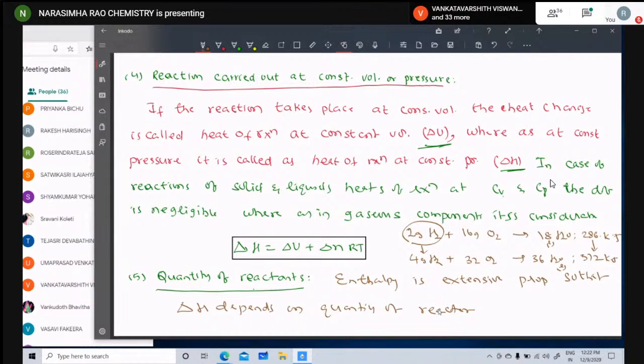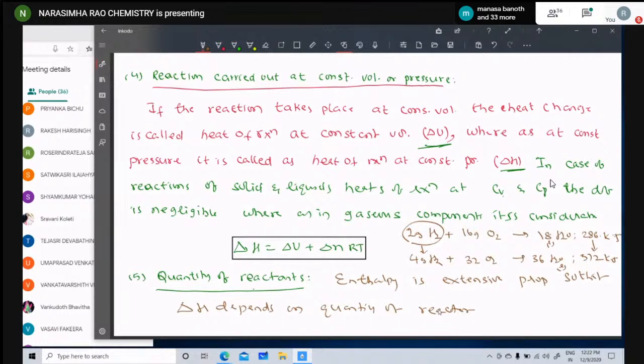Sir, what is extensive property? In quantity of reactants, enthalpy is an extensive property. So delta H depends on quantity of reactant. Banu, it's clear? Clear, sir. Yes, sir. Okay, children. Now going to the next.